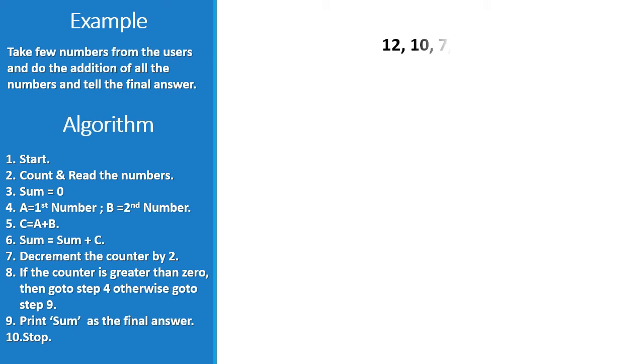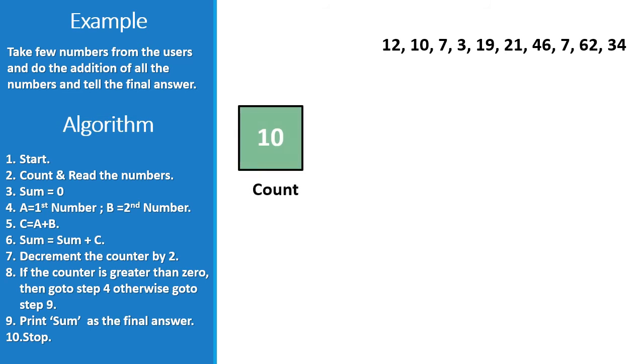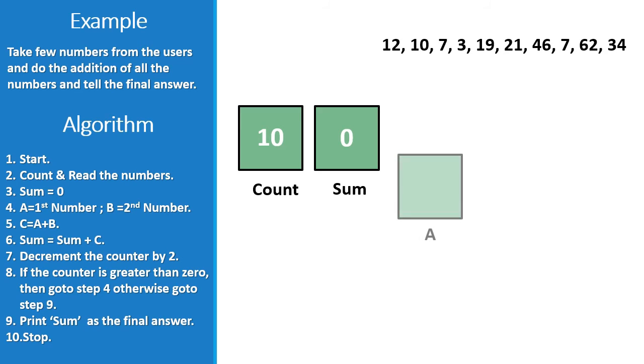Let's start. The second step is counting the numbers and reading them. So, let's choose a memory location and give it the name count, and store 10, the number of numbers to read. The third step says sum is equal to 0, hence we will define a memory location with the name sum and store the value 0 in it. Now the next step says that we have to define a memory location with the name A and save the first number in that.